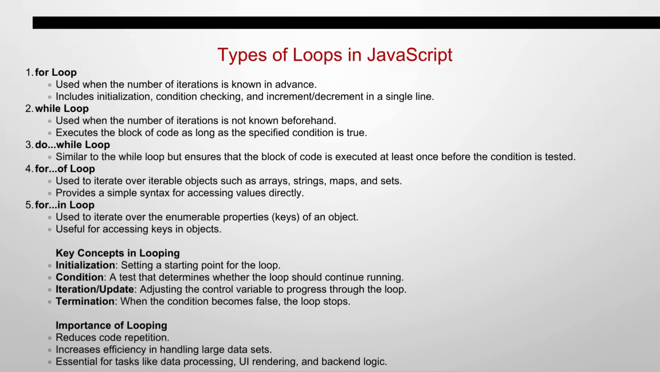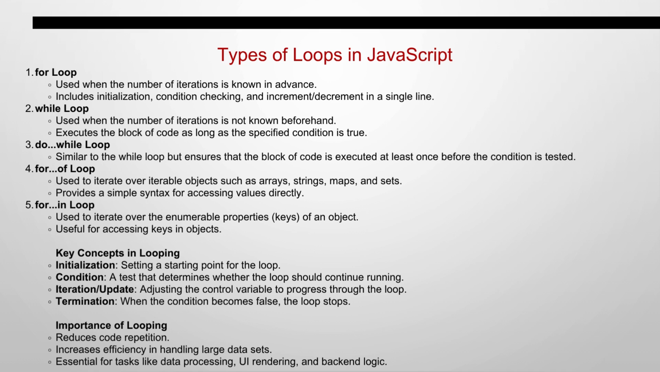Types of loops in JavaScript. 1. For loop, used when the number of iterations is known in advance. It includes initialization, condition checking, and increment-decrement in a single line. 2. While loop, used when the number of iterations is not known beforehand. It executes the block of code as long as the specified condition is true. 3. Do while loop, similar to the while loop but ensures that the block of code is executed at least once before the condition is tested.